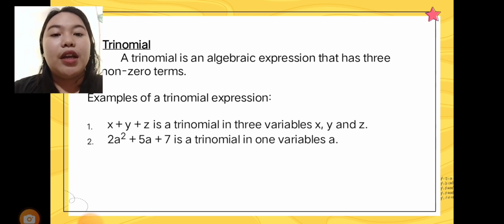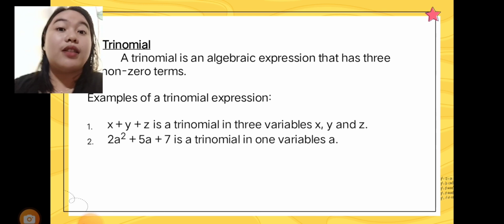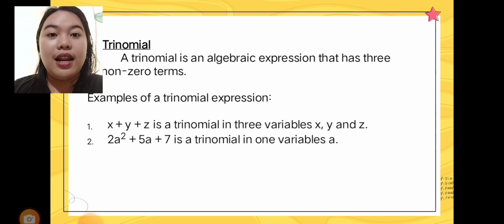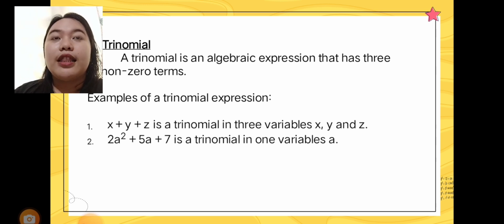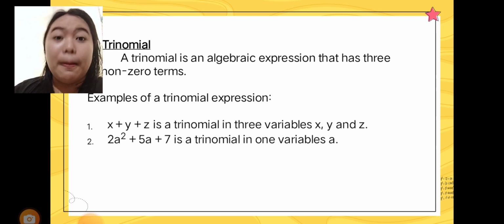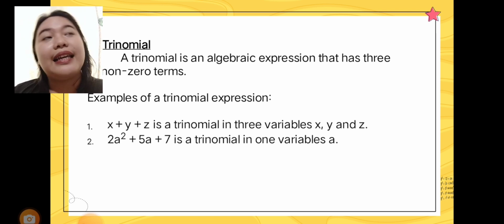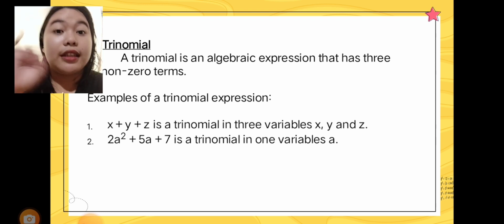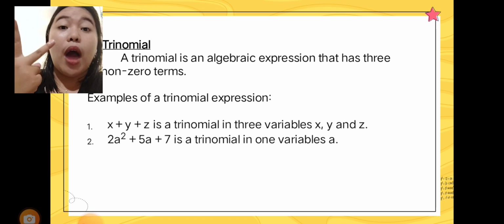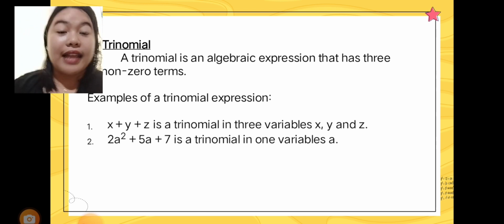Another one, 2a squared plus 5a plus 7 is another example of a trinomial expression. Okay, another one, 3x plus b plus c is also an example of a trinomial. Again, let's remember that a trinomial must have three terms, so there are two operations that divide the terms.